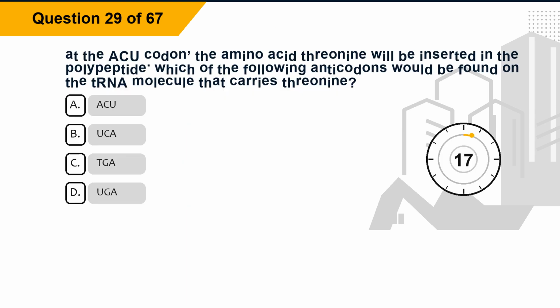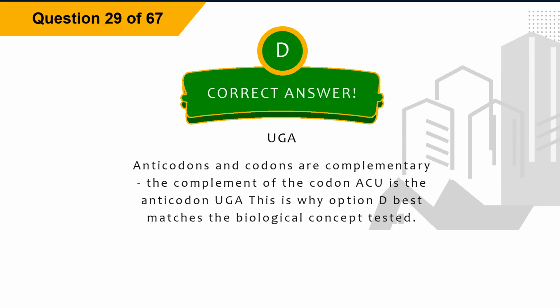Question 29. At the ACU codon, the amino acid threonine will be inserted in the polypeptide. Which of the following anticodons would be found on the tRNA molecule that carries threonine? Option A, ACU. Option B, UCA. Option C, TGA. Option D, UGA. The correct answer is option D, UGA. Explanation. Anticodons and codons are complementary. The complement of the codon ACU is the anticodon UGA. This is why option D best matches the biological concept tested.